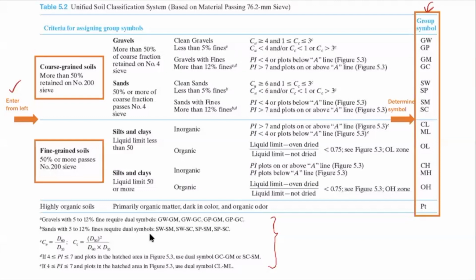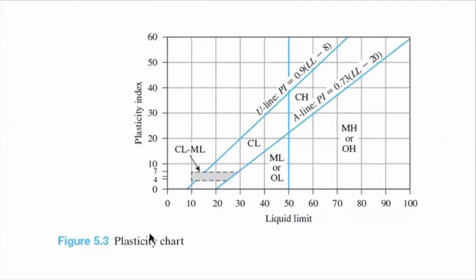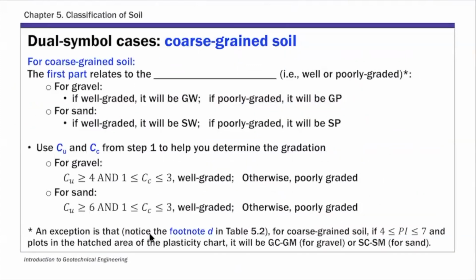So I created additional instructions. Okay, so dual symbol cases. This is a little bit tricky. I'm going to go over dual symbol cases for coarse-grained and fine-grained soils, so they are slightly different. For coarse-grained soils, the first part of the dual symbol relates to the gradation of soil. So let me show you one example.